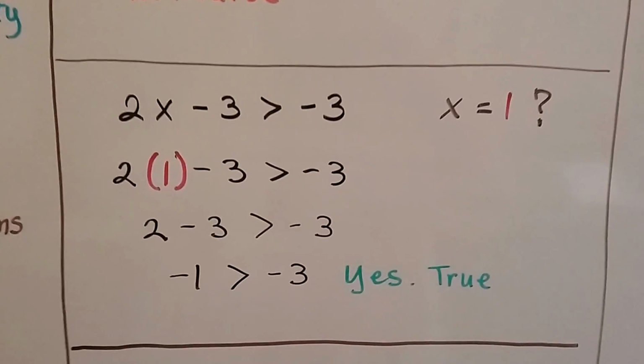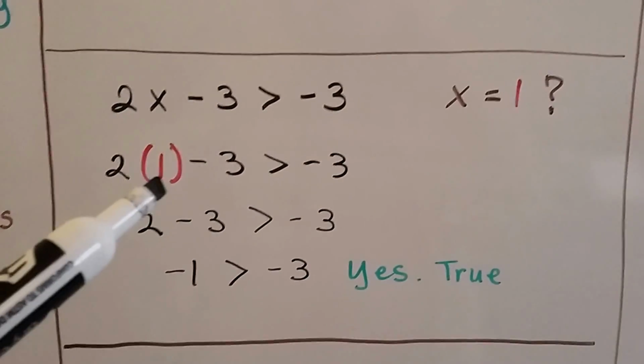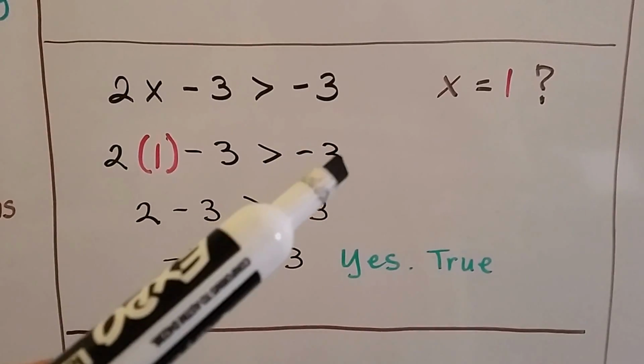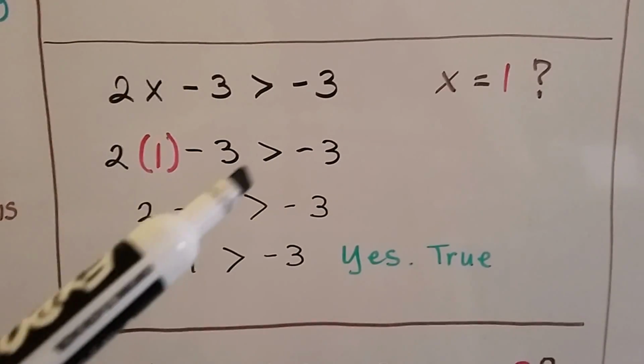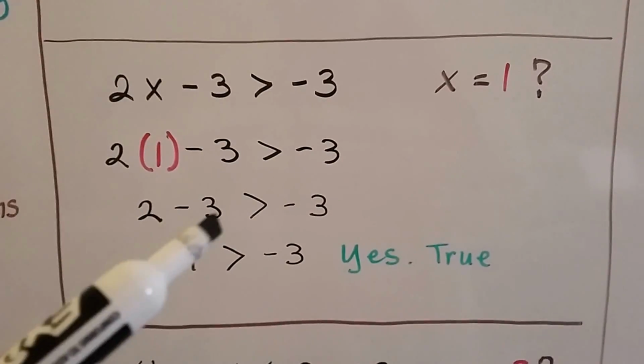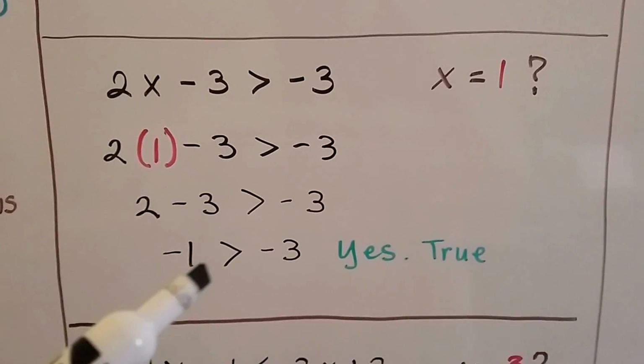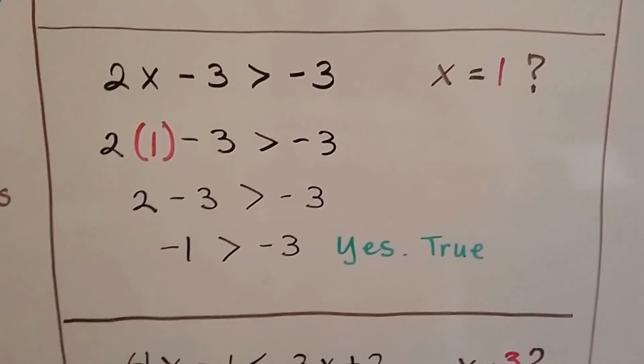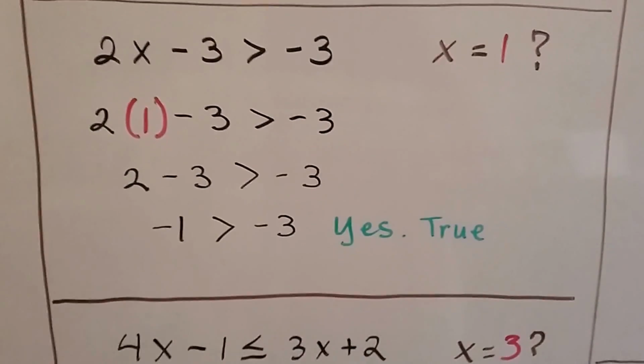Could 1 be a solution to this one? Well, we could plug 1 in and do 2 times 1 minus 3 is greater than negative 3. On this side of the inequality, we've got 2 minus 3, that's a negative 1, and negative 1 is greater than negative 3, and that's true. So yes, 1 can be a solution for that inequality.